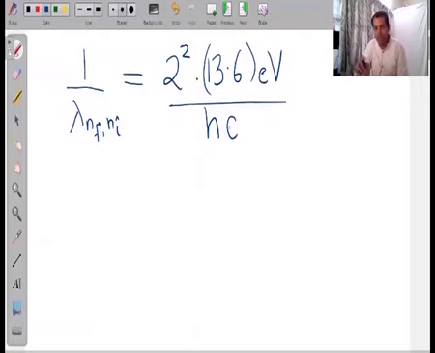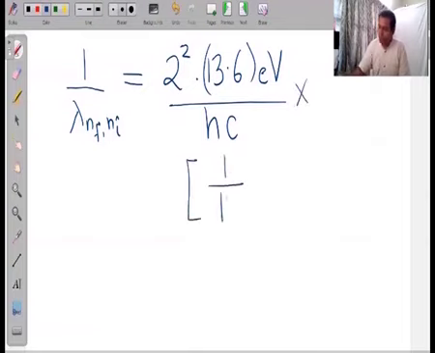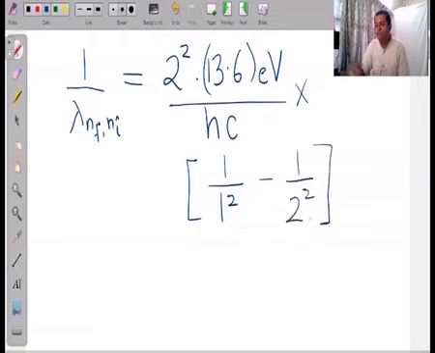If you look at the solution of the first problem, I have discussed that the Rydberg is actually in terms of this ionization potential divided by H times C, which comes from the dispersion relation of electromagnetic radiation, into this expression 1 upon 1 square minus 1 upon 2 square. Because we are looking at the longest wavelength, we will have to set the final NF to 1 and the initial NI to 2, and that would give us the longest wavelength.